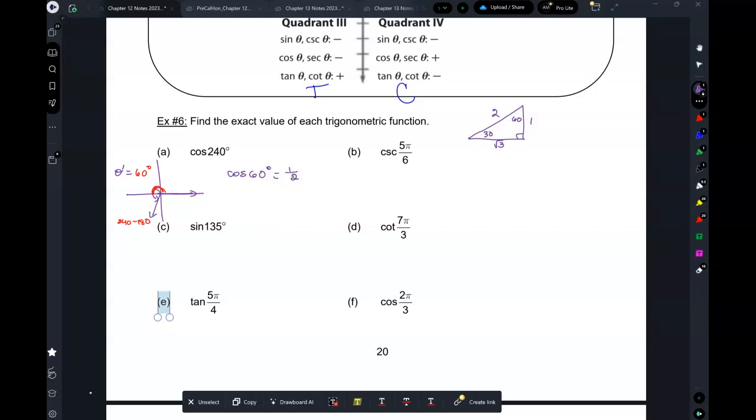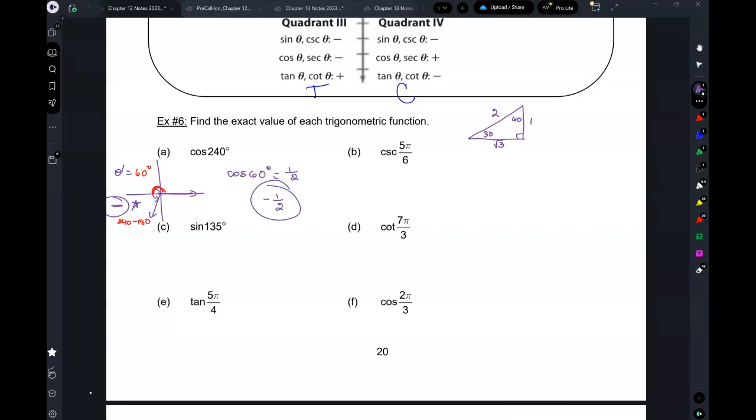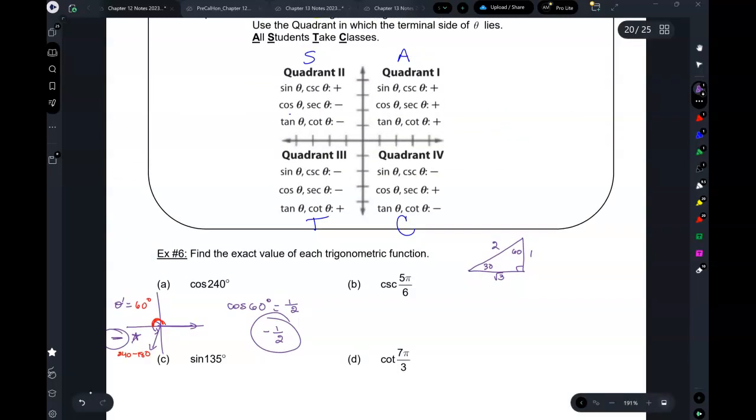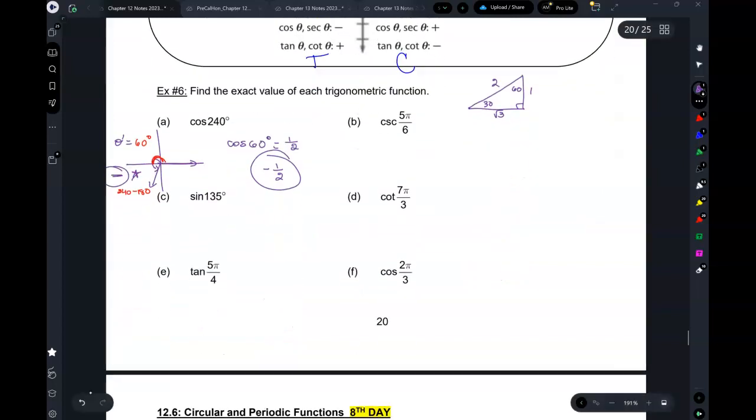Okay. In this quadrant 3, is cosine positive or negative? All students take T for tangent. So it's negative. So the answer is negative 1/2. Because remember, all students take classes, and this is the one with T for tangent. And we're looking for cosine. So in this quadrant 3, tangent is positive. Everything else is negative, so cosine is negative. Okay? All right.